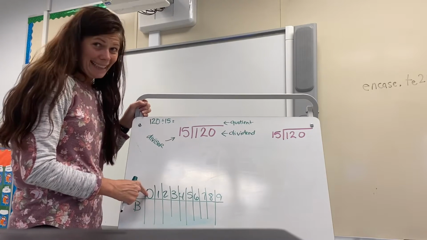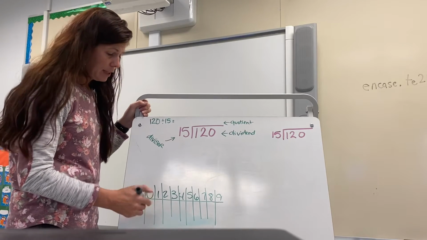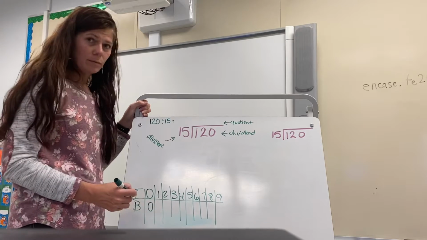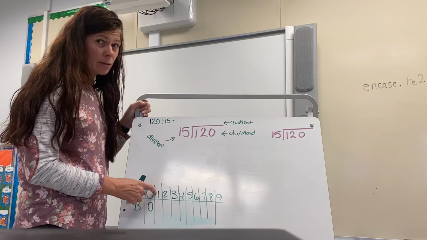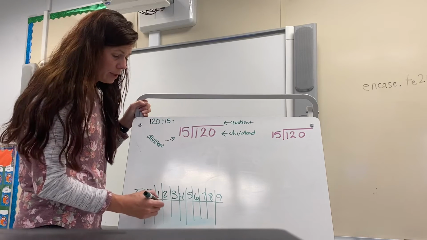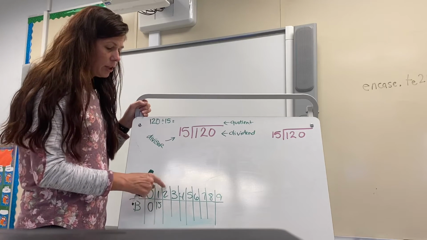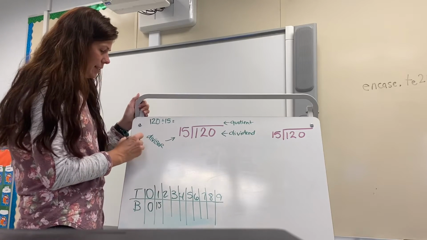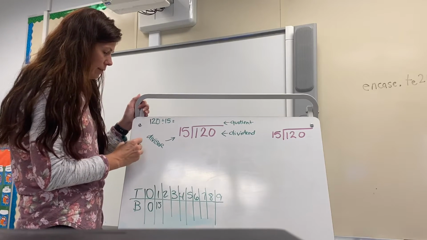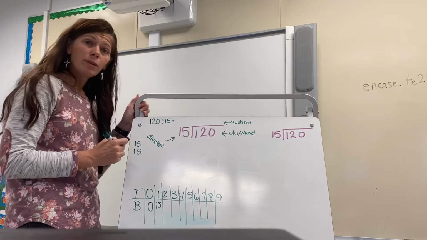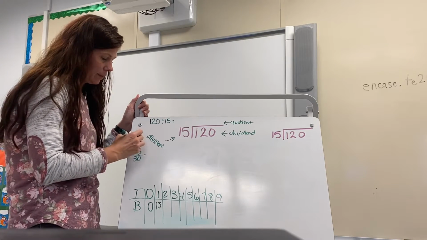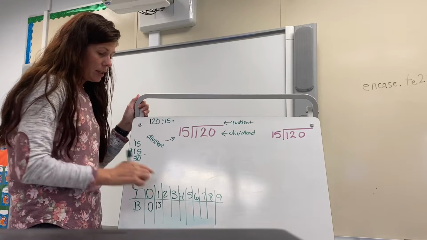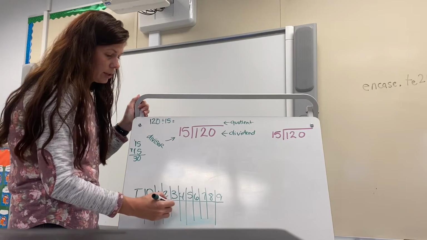0 15s is 0 times 15, and that is 0. If I'm talking about 1 15, same thing as 1 times 15, you get 15. 2 15s, and this is what I mean by 2 15s. If I have 2 of the number 15, you can add them to get 30. So the answer here is 30.